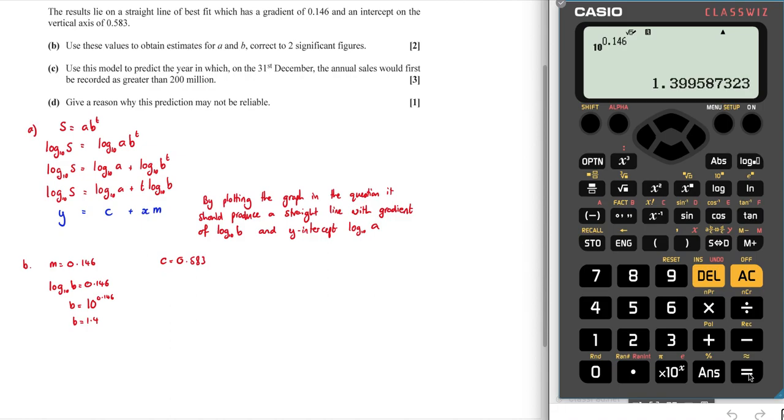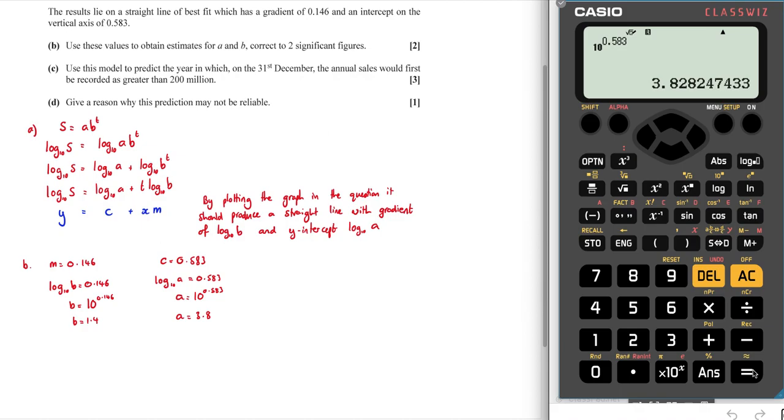Now for A. We have got c is 0.583, and we just said the y-intercept was log 10 of A. So log 10 of A is 0.583. So again, exactly the same, I'm going to anti-log that. So I've got shift 10 to the power of 0.583. That gives me 3.8 to two significant figures. So A is 3.8.